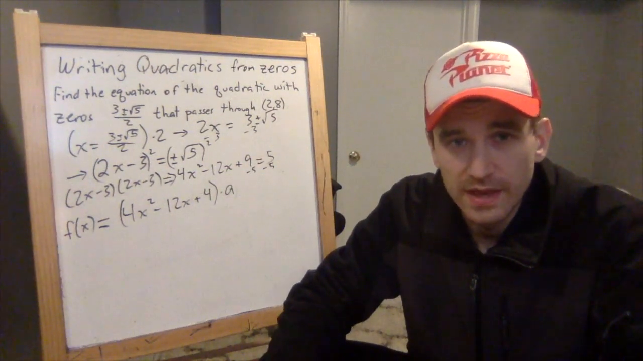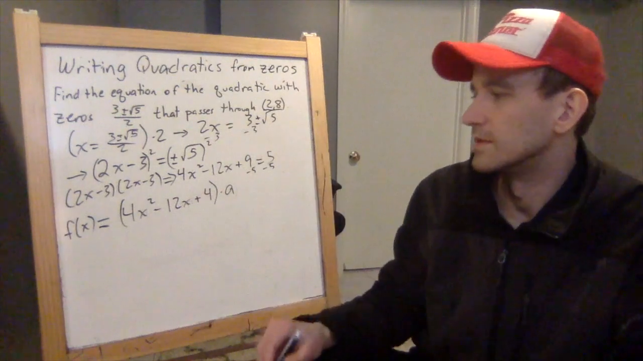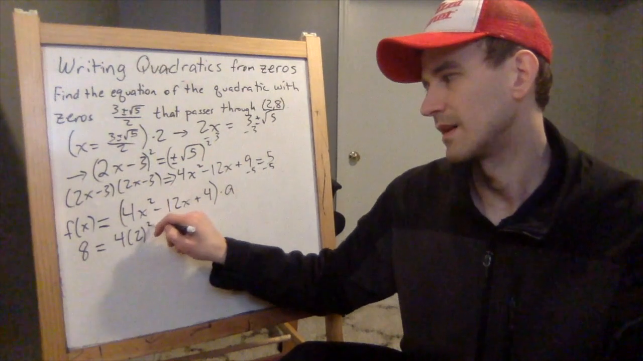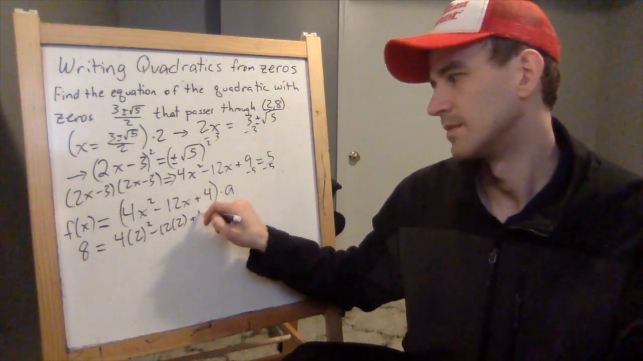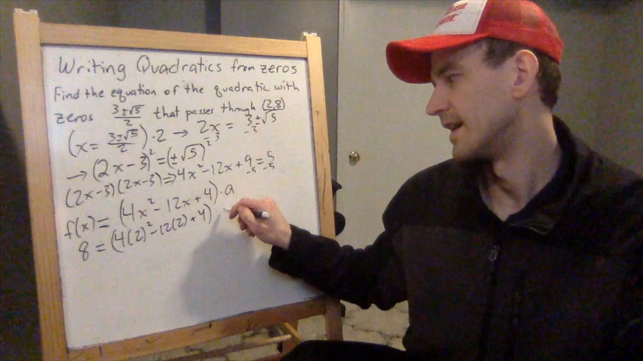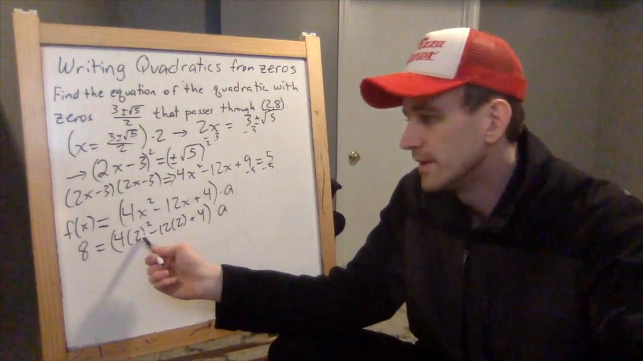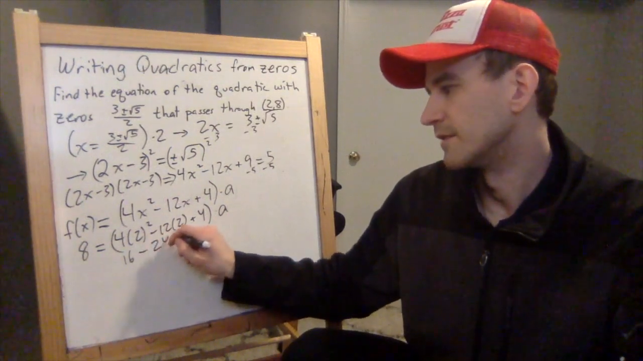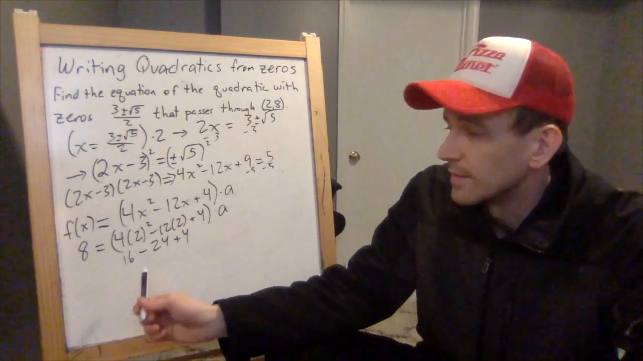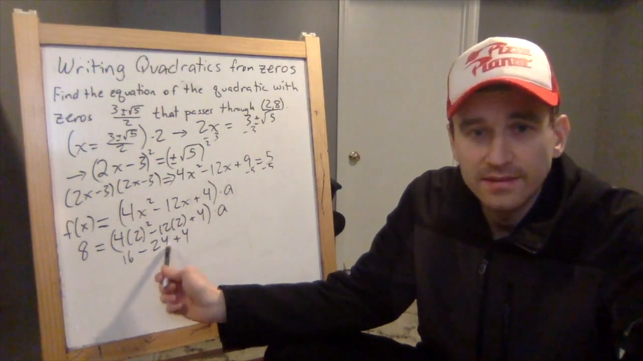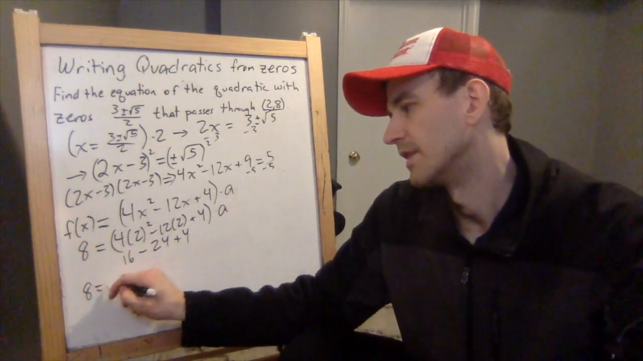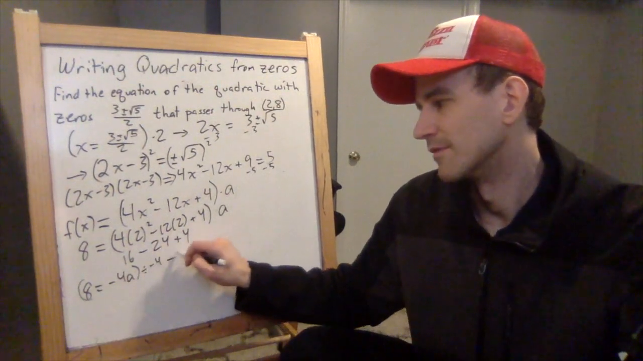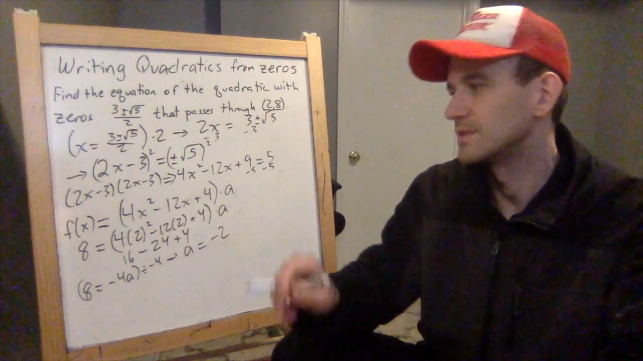So this is where we use that point that we're given, plug in 2 comma 8, so that's 8 equals 4 times 2 squared minus 12 times 2 plus 4, all times a. 2 squared is 4, times 4 is 16, 12 times 2 is 24, plus 4. So we have 16 minus 24, which is negative 8, plus 4 is negative 4. So we have 8 equals negative 4a. Divide both sides by negative 4, we get that a equals negative 2.